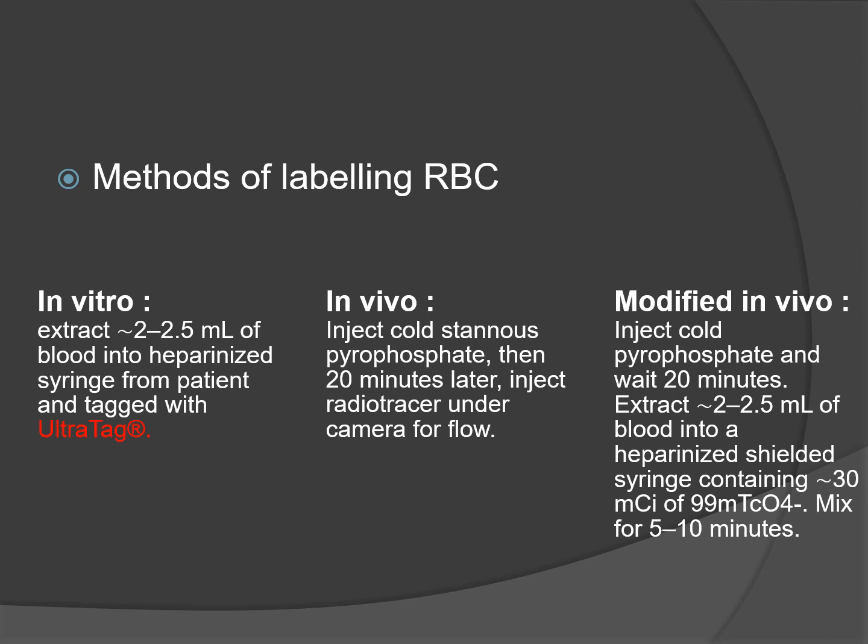The common method that we usually use is modified in vitro, where we inject the stannous pyrophosphate, and then after 20 minutes we extract the blood, mix it with the technetium-99m outside, and then later inject it back into the body. So there are three methods for labeling RBC.